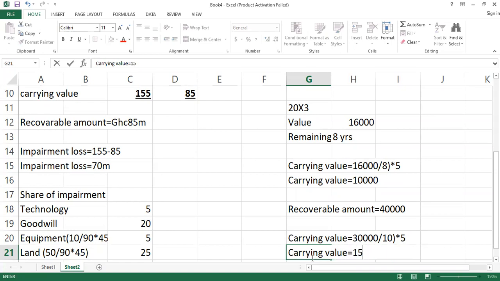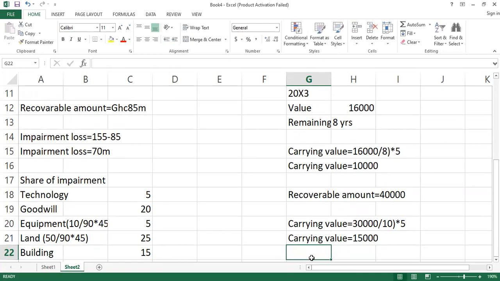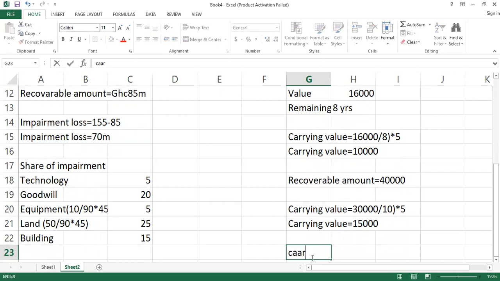But what is the carrying value after we have done the impairment? What was the carrying value? 10,000. So what is happening? What do we have to do to make it 15,000? We have to reverse it. We have to do what?